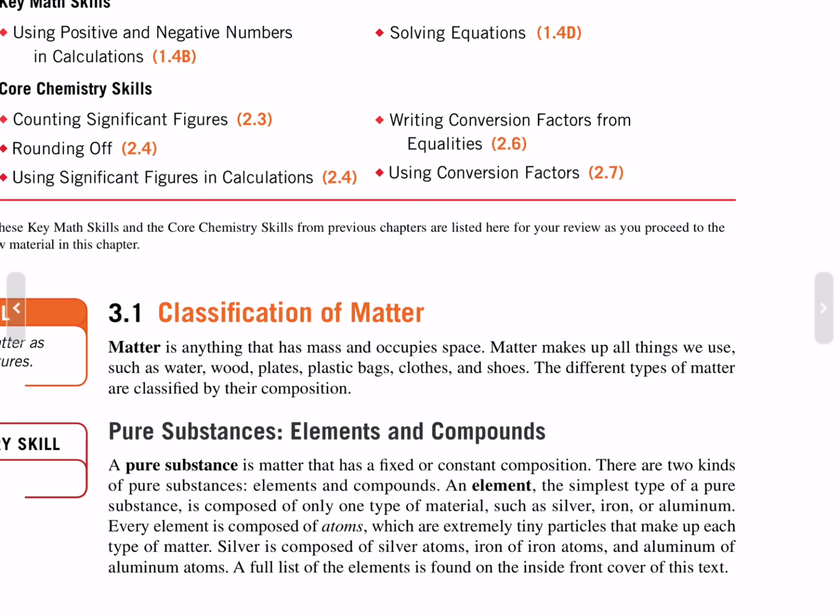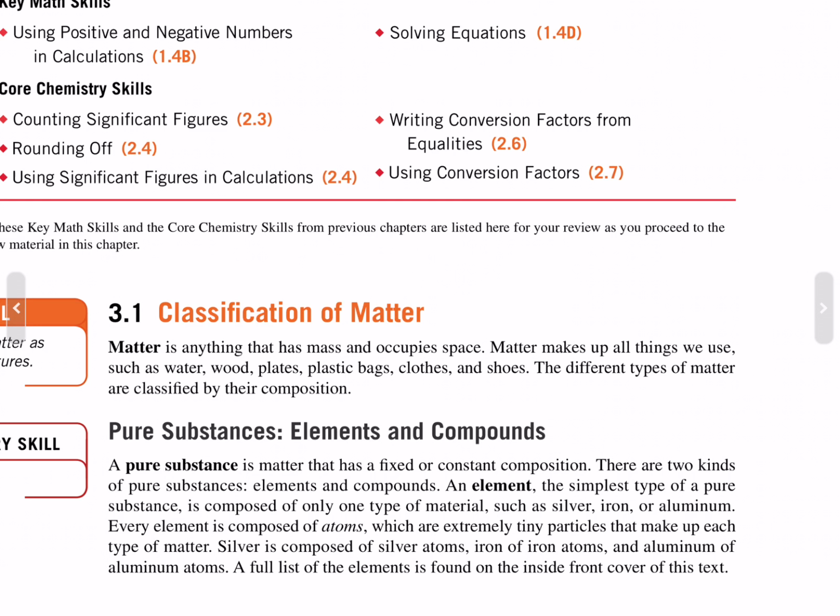Section 3.1: Classification of Matter. Matter is anything that has mass and occupies space. Matter makes up all things we use, such as water, wood, plates, plastic bags, clothes, and shoes. The different types of matter are classified by their composition.